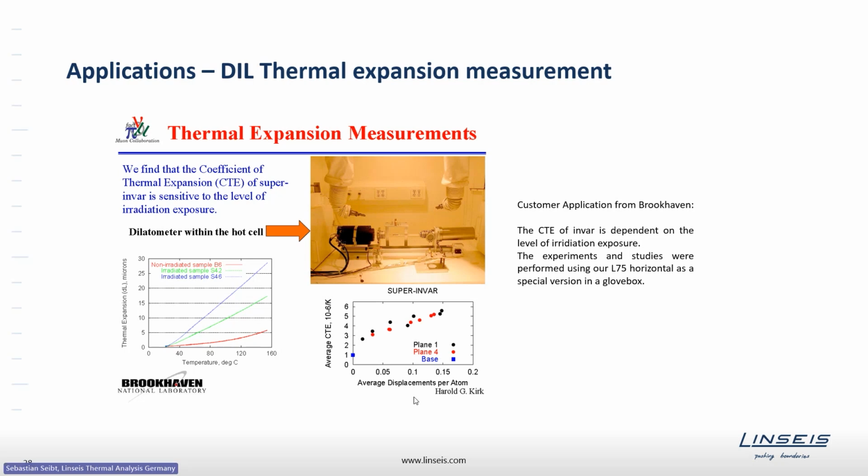They also made further investigations and saw that the coefficient of thermal expansion is directly dependent on the amount of displaced atoms. So radiation causes displacement of atoms, and the more atoms of the alloy were displaced, the higher the CTE got. So that's what they found with the study using our dilatometer.